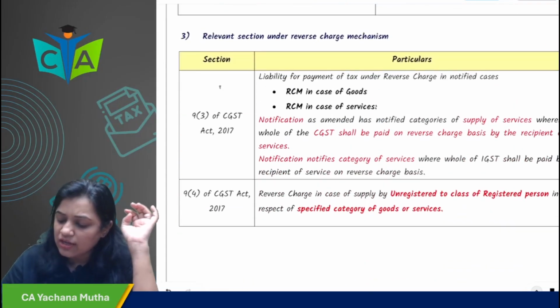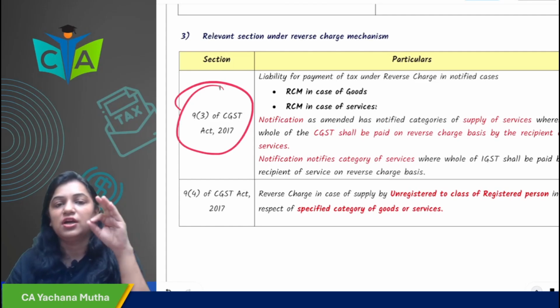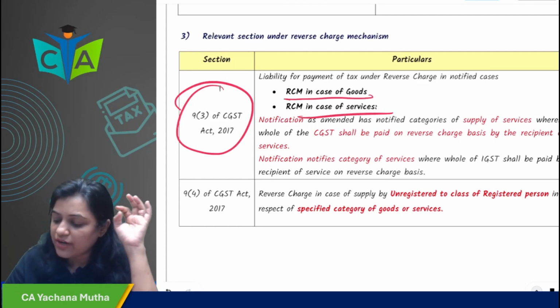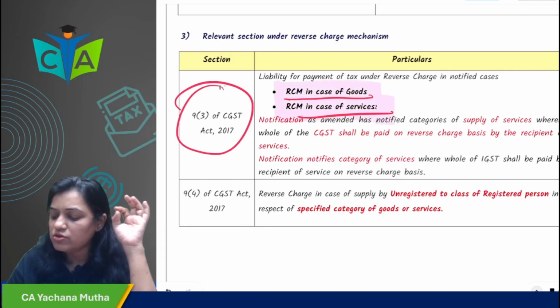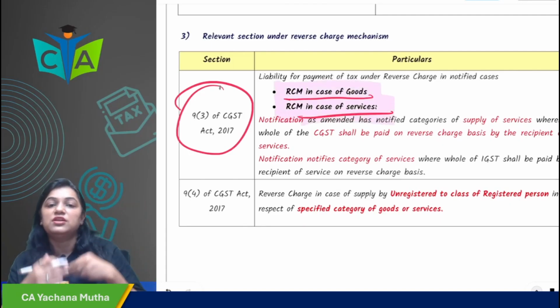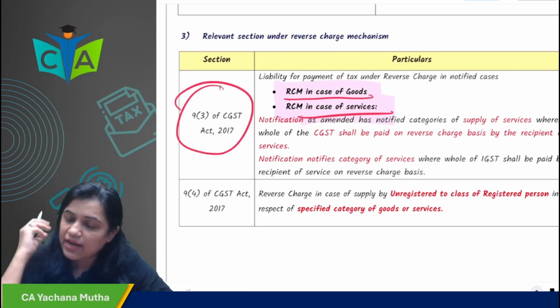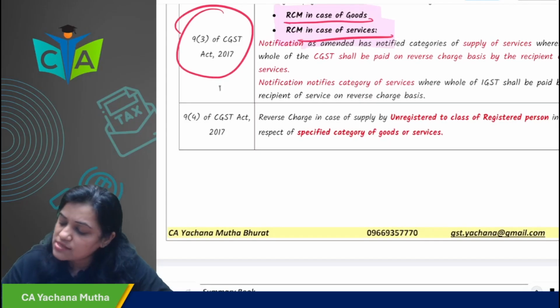Now, 9.3 is regarding what? Reverse charge, again in case of notified goods and notified services. In case of notified goods and notified services, the responsibility to pay tax to the government is cast on the recipient by 9.3. And then what does 9.4 say?